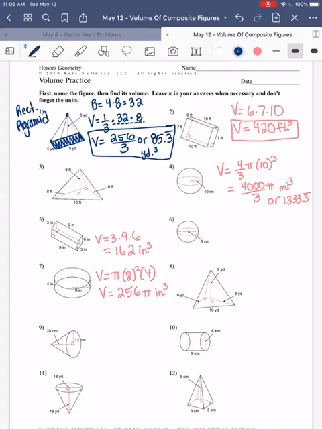Number 3 is a tough one. It is a triangular pyramid. It comes to a point, and the base is a triangle. There is a distractor in this problem. It is a right triangular pyramid because the base is a triangle, a right triangle at that. This 10 is the hypotenuse. It is unneeded. So this is your base, this is your height, and this is the height of your whole pyramid.